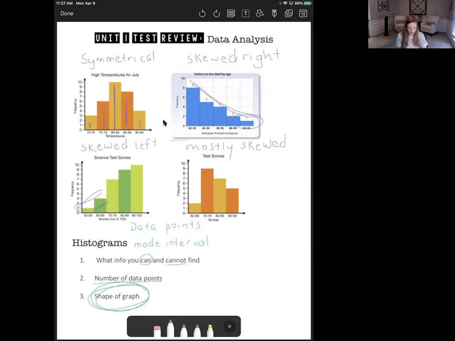And then this other orange one is mostly skewed, and it doesn't have a really skinny tail, but again, most of our data is on the left, so it's going down toward the right. That's where the tail would be, so it's mostly skewed right. Okay, so that is the main stuff that you need to know about that.